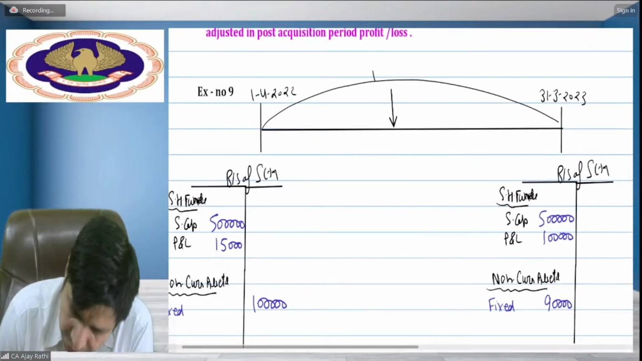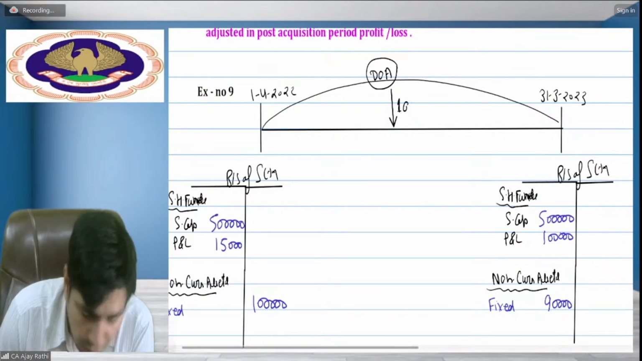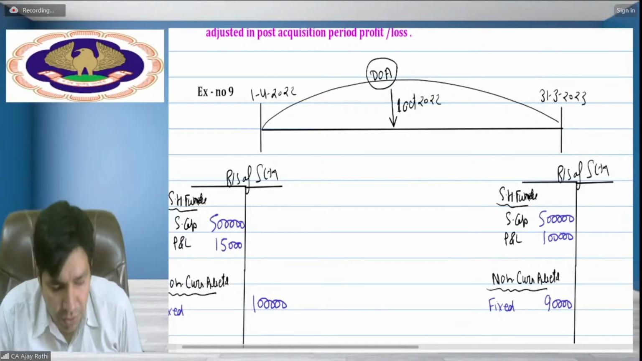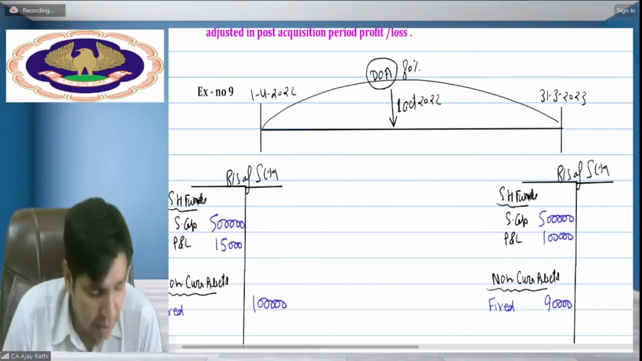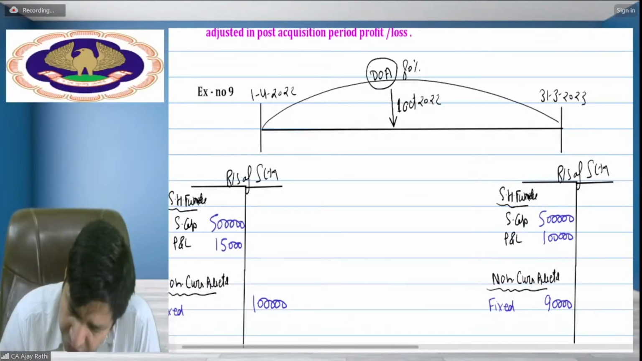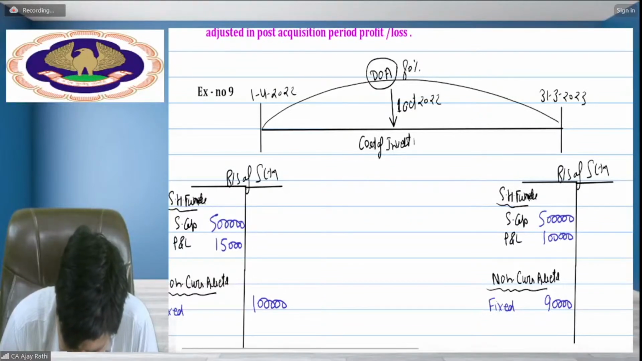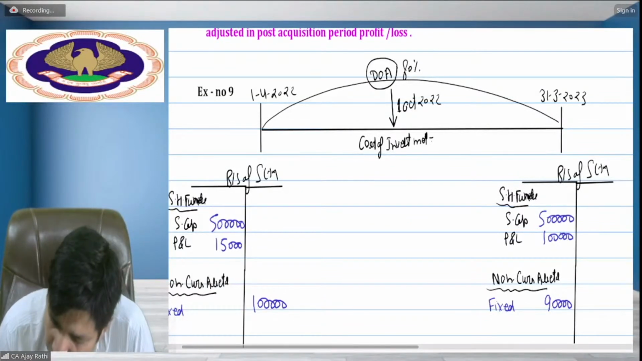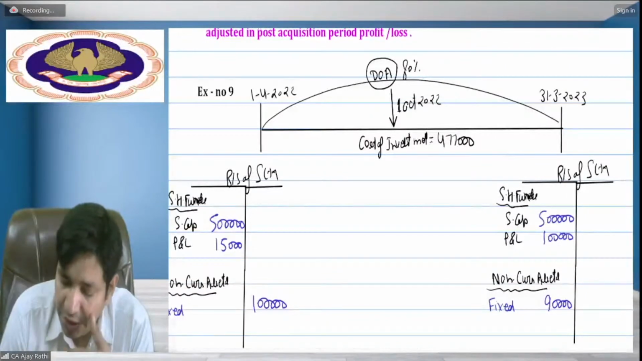Date of acquisition, that is 1st October 2022. And the question is saying 80% shares have been acquired by the holding company, and the cost of investment was 4,77,000. One more point was here.